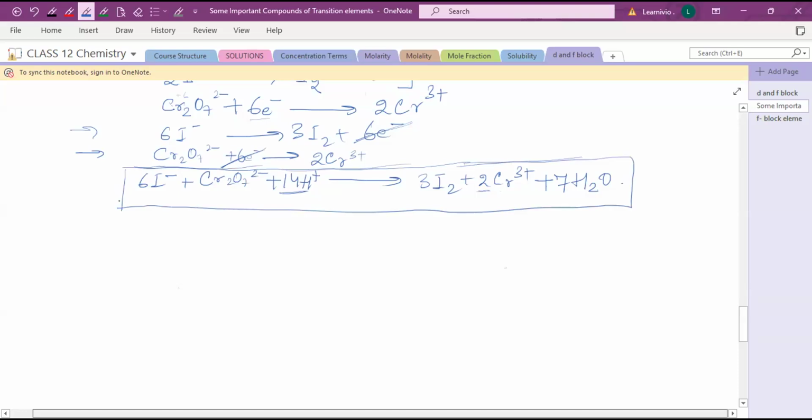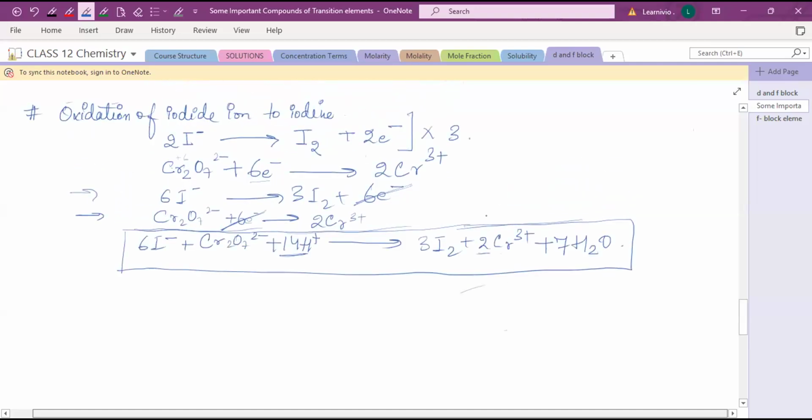This is the redox reaction. So how do you get this redox reaction? By the oxidation of iodide ion to iodine in the presence of potassium dichromate. Potassium dichromate is a strong oxidizing agent, so it will oxidize the iodide ion to iodine, and itself it will be reduced. When you combine these two reactions, you get this. Is it clear? Everyone has done this redox reaction and balanced chemical reaction in the previous classes, class 10th and 11th.